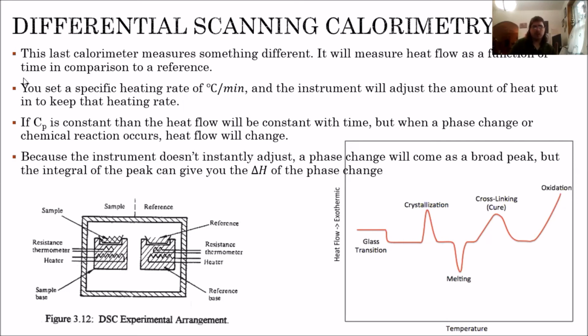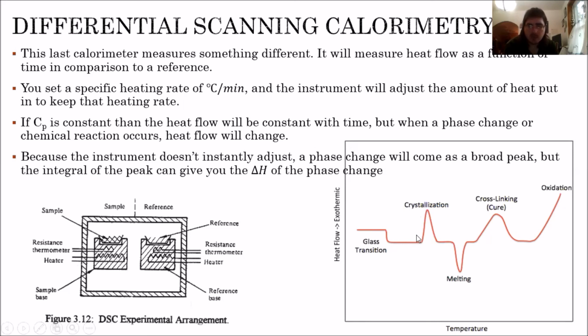Now, if the heat capacity is constant over the temperature range, the heat flow will be constant, and you'll see a straight line. But when you start to get something interesting, like a phase change or chemical reaction, you'll see the heat flow change drastically, because it's changing properties. For example, a glass transition changes the crystal structure of your compound, and suddenly you see a drop or a jump up in heat capacity. If it crystallizes, all of a sudden you see a jump.